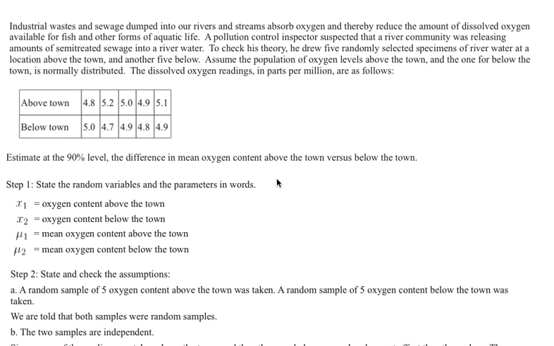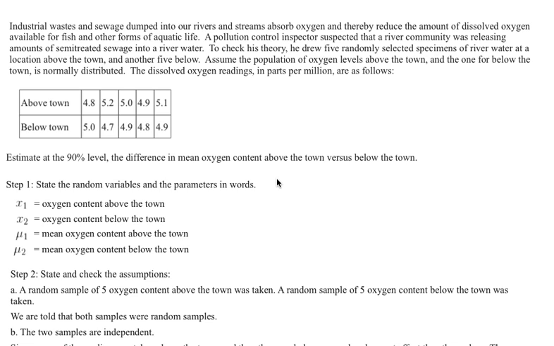So let's look at this example. Industrial waste and sewage dumped into our rivers and streams absorb oxygen and thereby reduce the amount of dissolved oxygen available for fish and other forms of aquatic life. A pollution control inspector suspects that a river community was releasing amounts of semi-treated sewage into a river water.